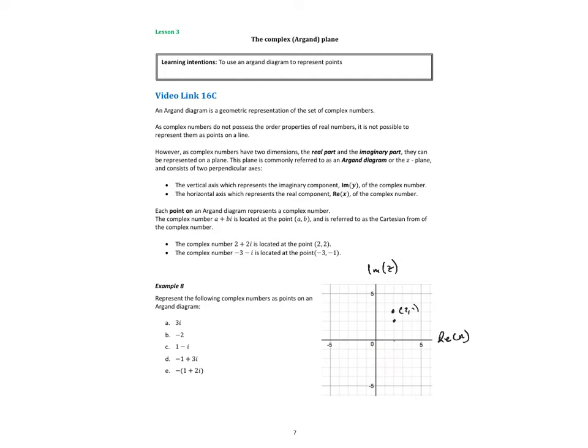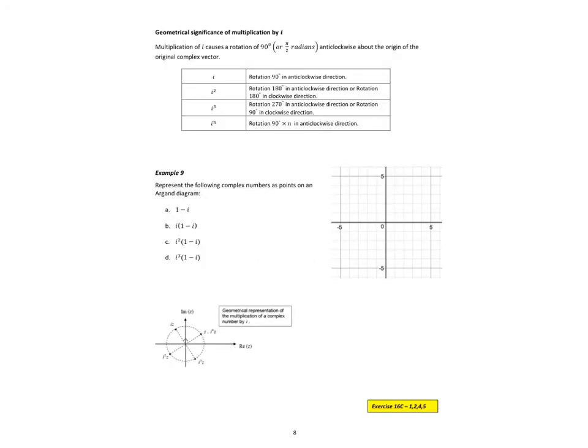1, 2, 3, so we'll call that A. Negative 2 is just at negative 2, 0. 1 minus i, 1 minus i. Minus 1 plus 3i, minus 1 plus 3i, etc. Yeah? The negative of 1 plus 2i is just minus 1 minus 2i, isn't it? So minus 1 minus 2i. So we just plot as you would expect to be plotting on our Cartesian plane.